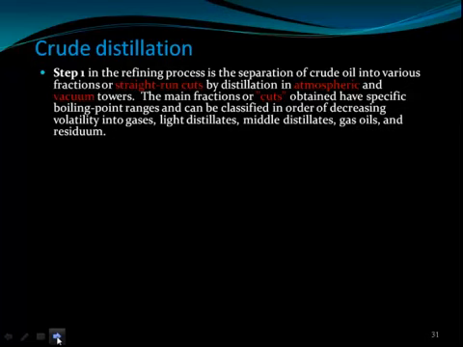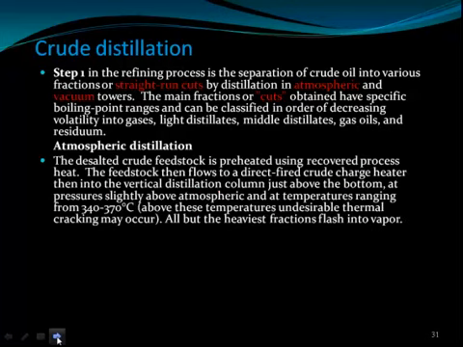It is a separation of crude oil into various fractions or straight cuts by distillation in atmospheric and vacuum towers. The main fractions or cuts obtained have specific boiling point ranges and can be classified in order of decreasing volatility into gases, light distillates, middle distillates, gas oils and residuum. The two types of distillation we have are atmospheric distillation and vacuum distillation.